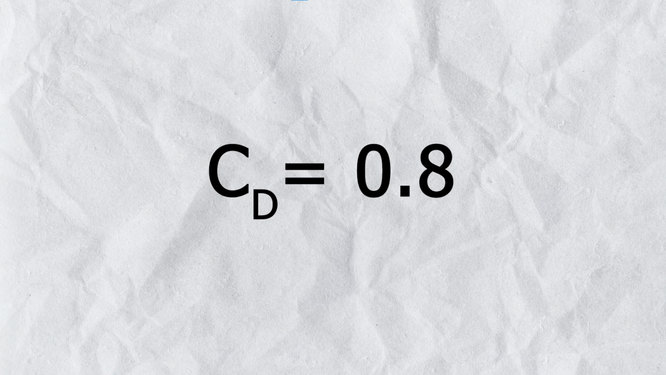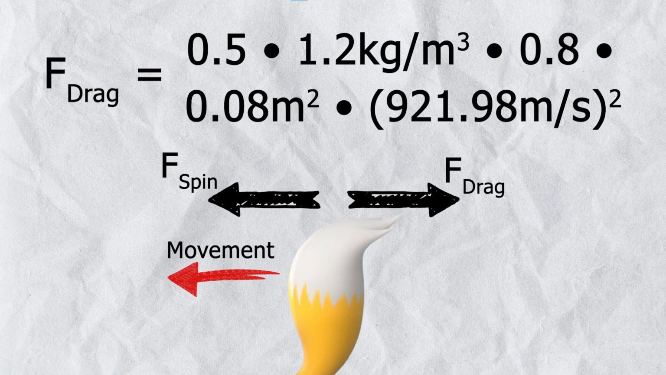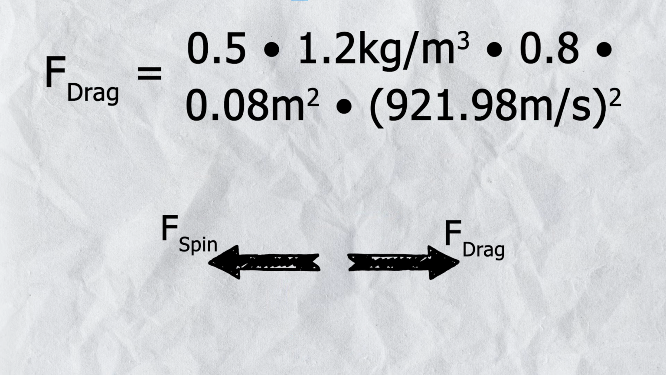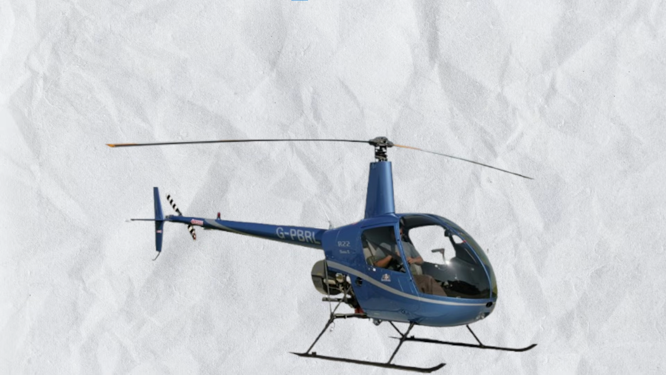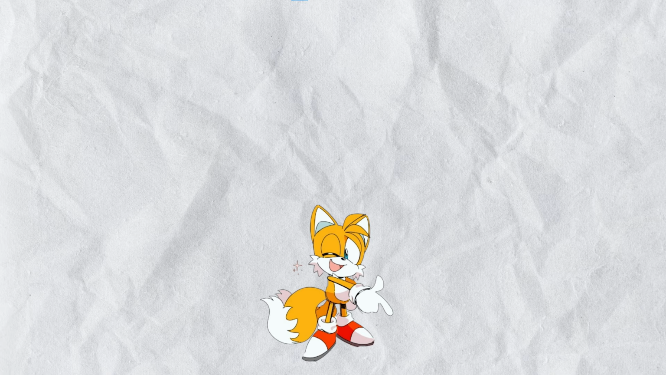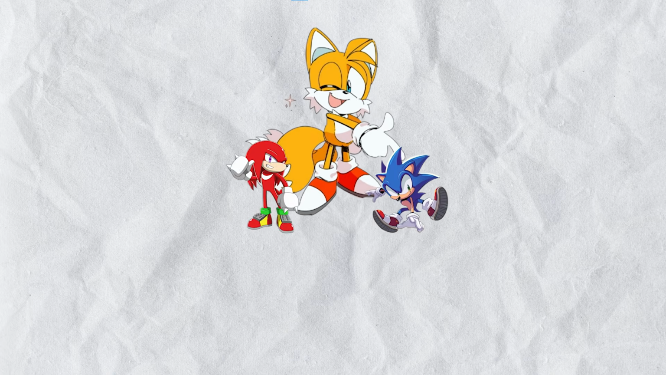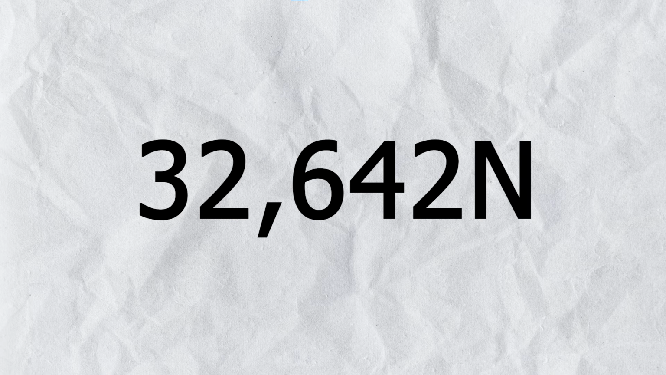Finally, with a drag coefficient of 0.8, we have everything we need to calculate the drag force. And since Tails needs to oppose this force, the force he exerts on his tails is equal to the drag force. A smaller helicopter, such as the Robinson R-22, has its motor exert about 2,000 newtons of force onto its blades to overcome its weight and achieve lift. But to not only achieve lift, but also accelerate at the absurd rate he does, while carrying both Sonic and Knuckles, this small and innocent fox casually exerts a massive 32,642 newtons.